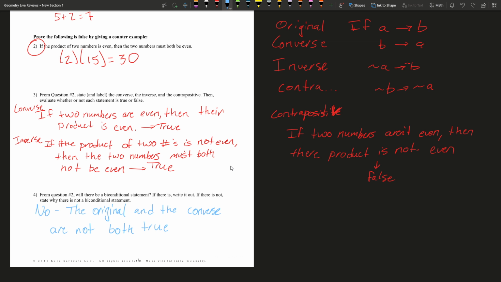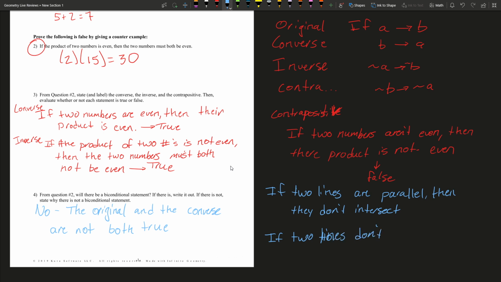Let me give myself a second to think of one. I will get to number 6 here in a minute. For now, an example of a biconditional statement: if two lines are parallel, then they don't intersect. So if this is the original statement, the converse is if two lines don't intersect, then they are parallel.